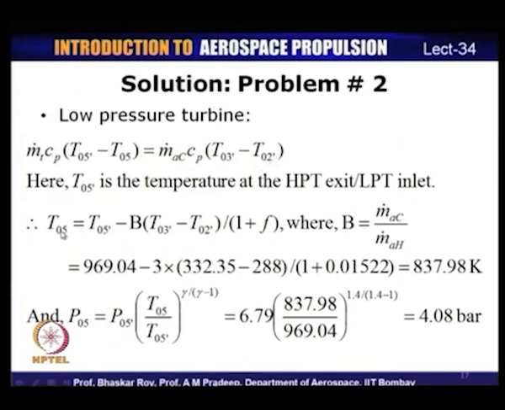So, from this we can determine the LP turbine exit stagnation temperature. This can be simplified in terms of the bypass ratio. Here we also have a bypass ratio, because that will be equal to fan mass flow divided by the core mass flow. So, we have 969.05 minus 3, which is the bypass ratio, into (332.35 minus 288) divided by (1 plus 0.01522). So, this is 837.98 Kelvin. Similarly, the pressure we can calculate as 4.08 bar.